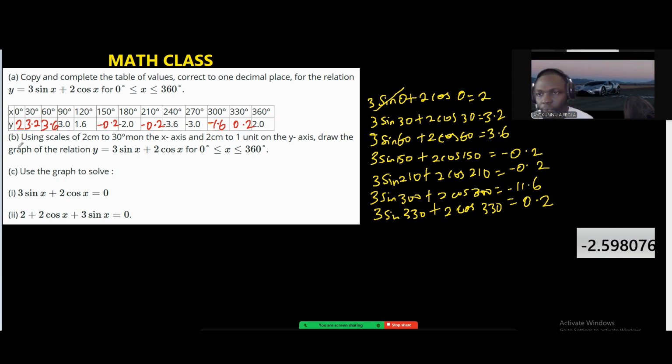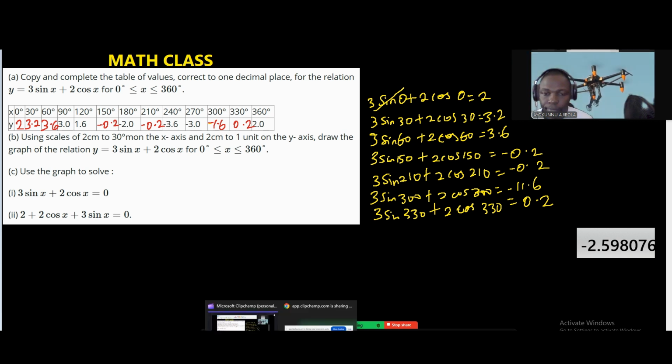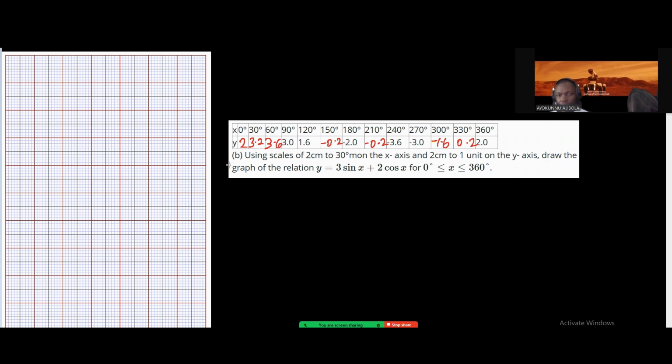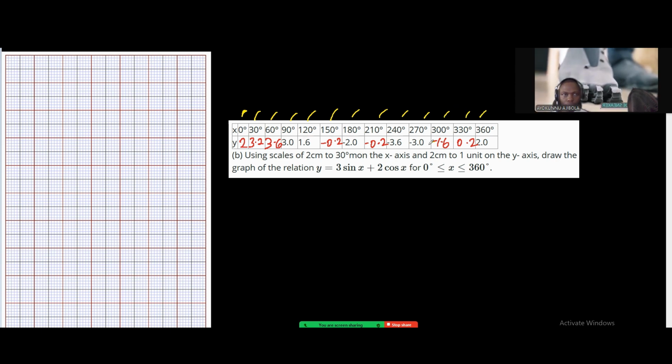Yes, sir. Now we want to plot the table of values on the graph. Just give me a few seconds while I get the graph page, okay? Okay, sir. So I got the graph page, but looking at the scale that we've been asked to use, it says 2 centimeters to represent 30 degrees on the x axis. So if we're going to use 2 centimeters for each of the values, we're going to start from here. We need 2 for this one, 2, 2, 2, 2. So how long should our x axis be?